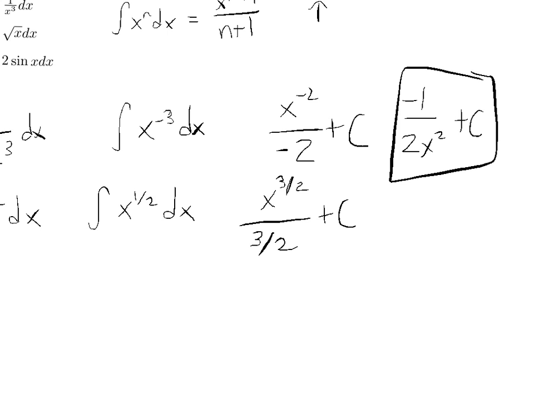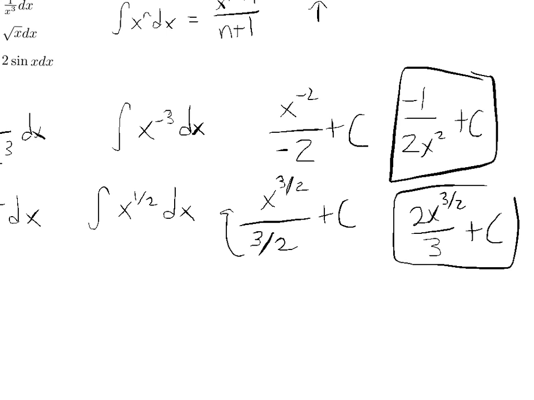And then our last step, we'll simplify it. We'll flip the fraction from the bottom to the top. So we're left with 2x to the 3/2 over 3 plus c is our final answer.